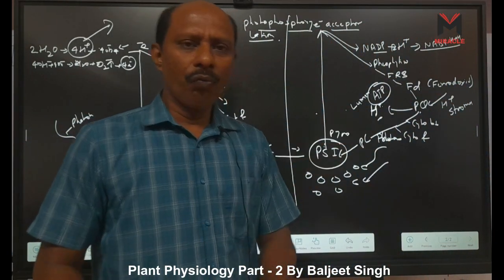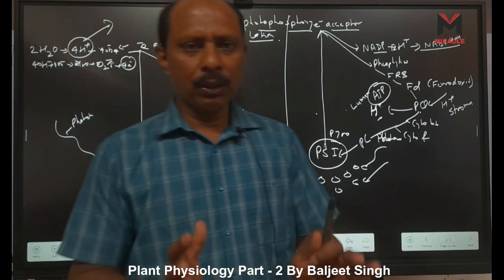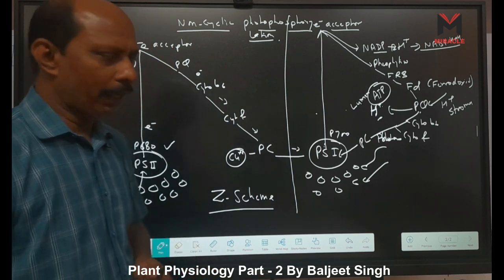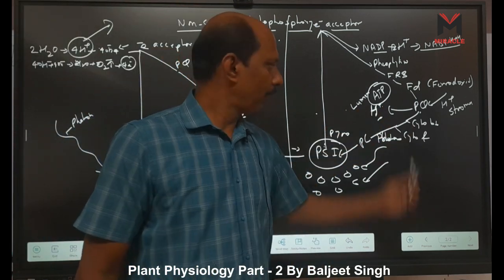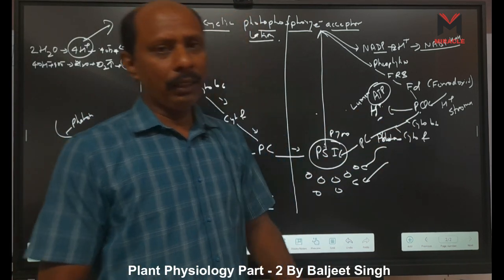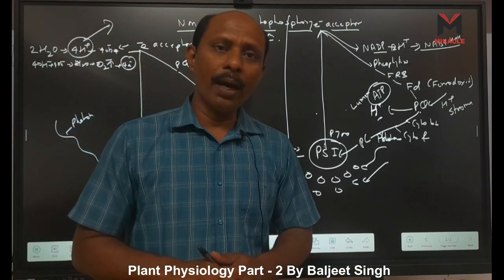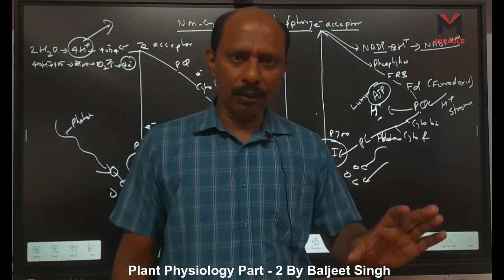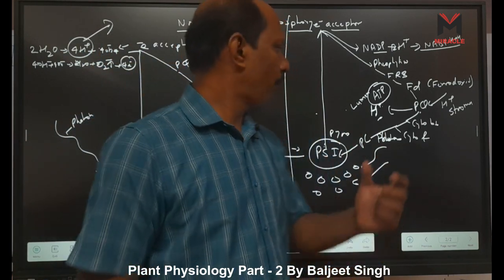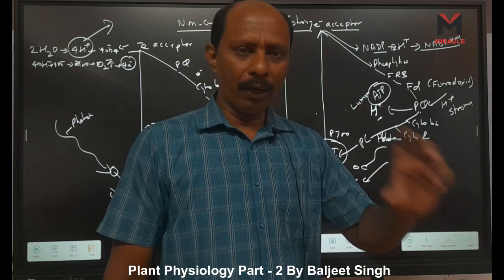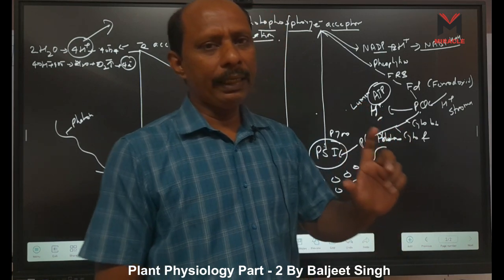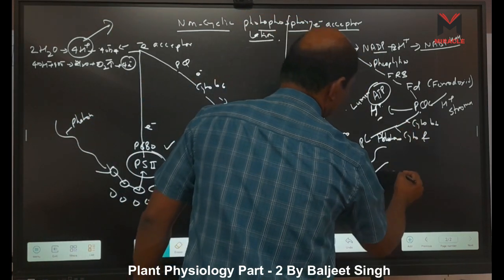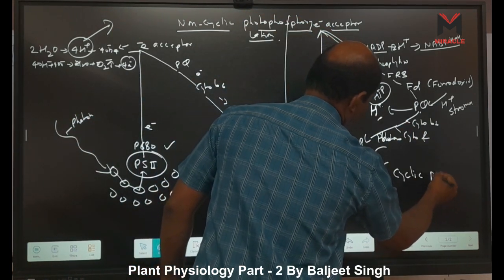How many? 4 hydrogen atoms are passed through the hydrogen pump, the F0 and F1 particle, and then 1 ATP is formed, right? In earlier NCERT, it is given that 2 hydrogen atoms pass through this hydrogen pump, but this is wrong. Now it is corrected: 4H plus ions are passed through the hydrogen pump for making 1 ATP. Correct? This is called cyclic photophosphorylation.